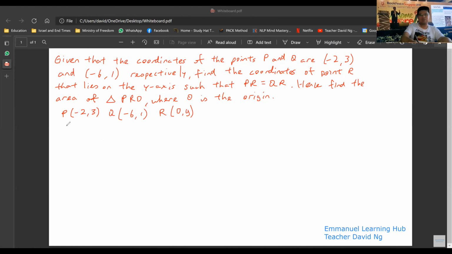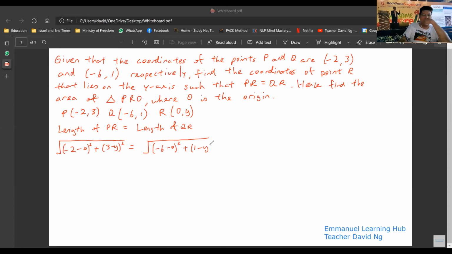So let's find the length of PR first. Because they say PR is QR, length of PR equal to length of QR. So what's the length of PR? The length of PR would be this. Agree? How about length of QR? Agree? Since square root of this equals square root of this, that means I don't need the square root, they're still the same. Agree?